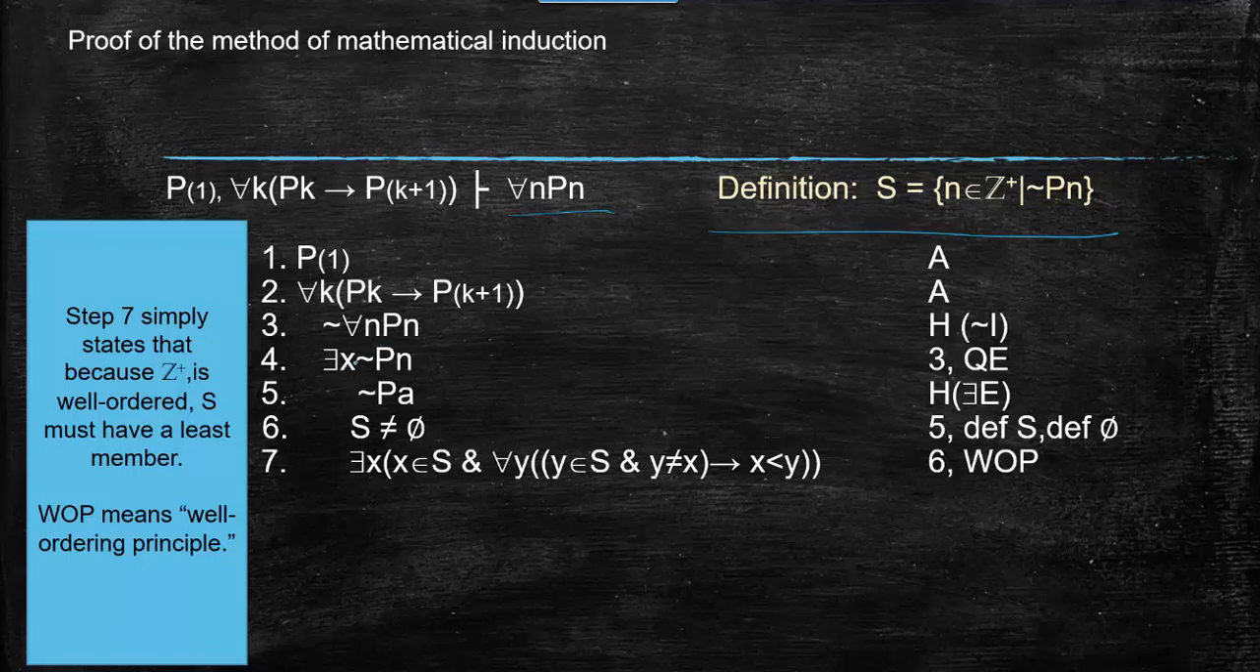On step 3, we apply quantifier elimination to get there exists an x such that not Pn, and then we do a hypothesis for existential elimination. So we'll go to not Pa. And now, since we've hypothesized that there exists an x such that not Pn, and since S is the set of all n that are members of the positive integers such that not Pn, we know that S is not identical to the null set.